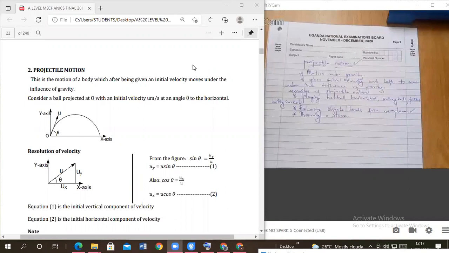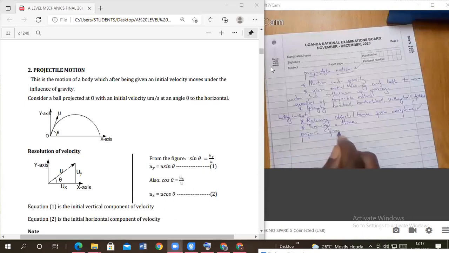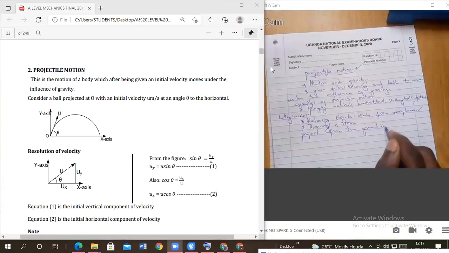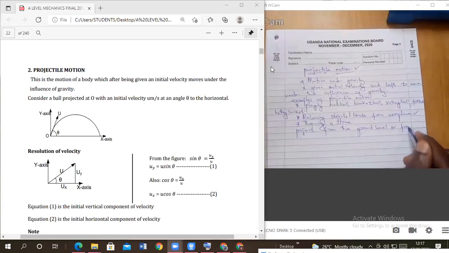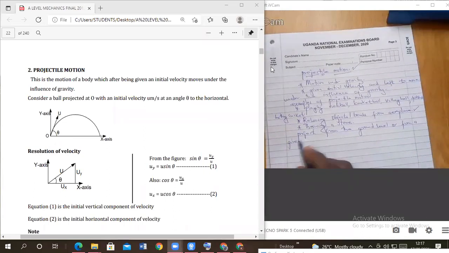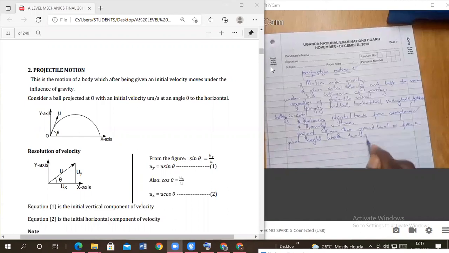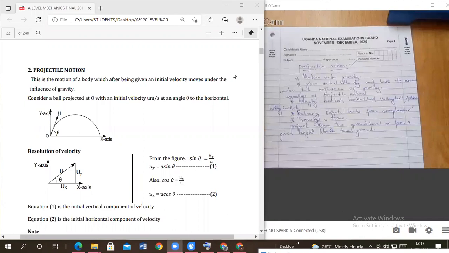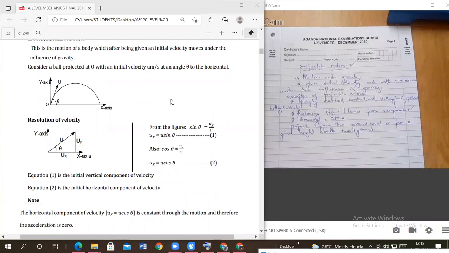Now let's pick one example of them, and then we see how we can describe it. Members, we have two ways you can project a body. One, you can project a body from the ground level, or from a given height above the ground level. So those are the two ways we can project a body. Are we together? Yes. Okay.